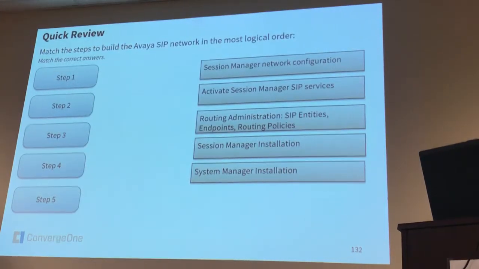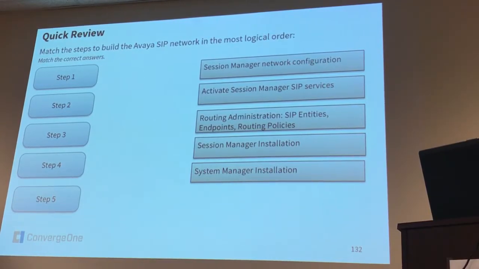Let's see if you're able to answer this question. What do you think would be the most logical order? System Manager. That's the first one. Then what? Session Manager installation. Yeah. Then what? Then activate Session Manager SIP services. But before, Session Manager network configuration? You need to give some IPs, right? Yeah, network configuration will be the third one. Then activate Session Manager SIP services, and finally routing administration.